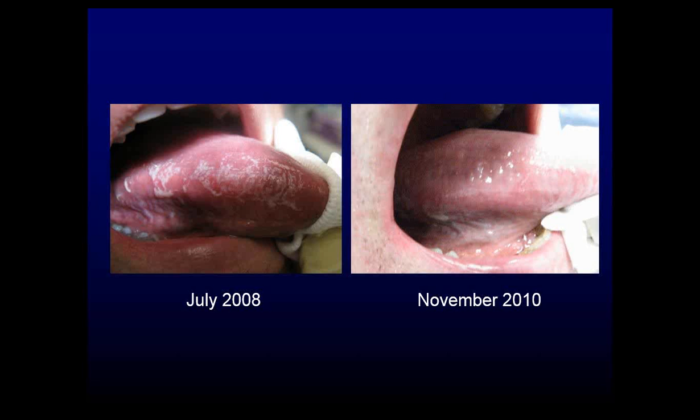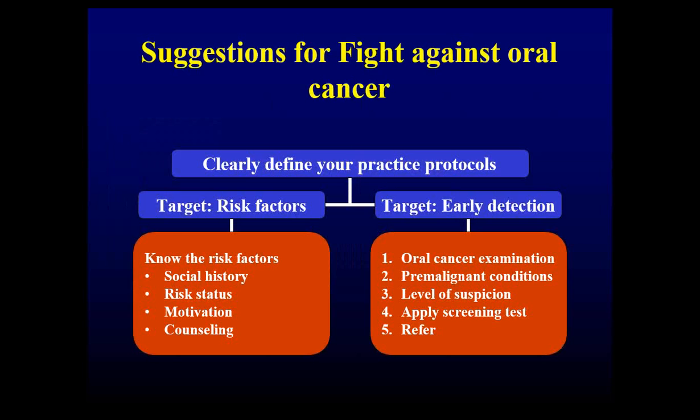And this is one example where this patient came to us in July 2008 with a widespread white lesion on the lateral border of the tongue, again a heavy smoker. We advised him to quit smoking, and good of this patient that he quit smoking, and we can see a change or betterment of the lesion within just 2 years' time, and that would have great consequence for the overall quality of life of the patient.